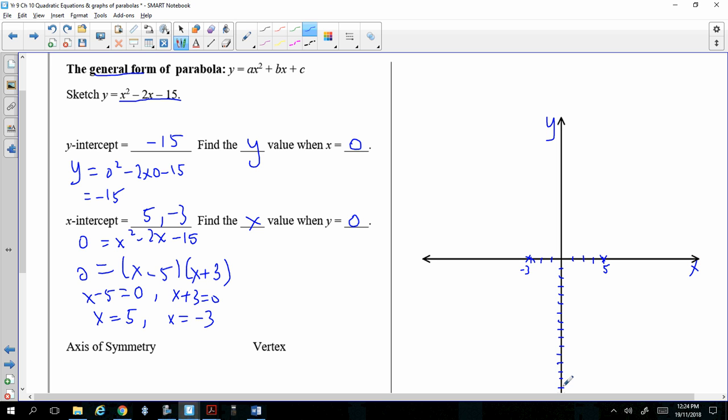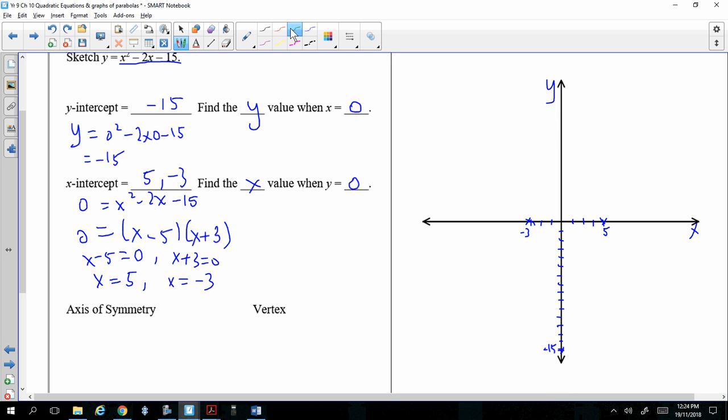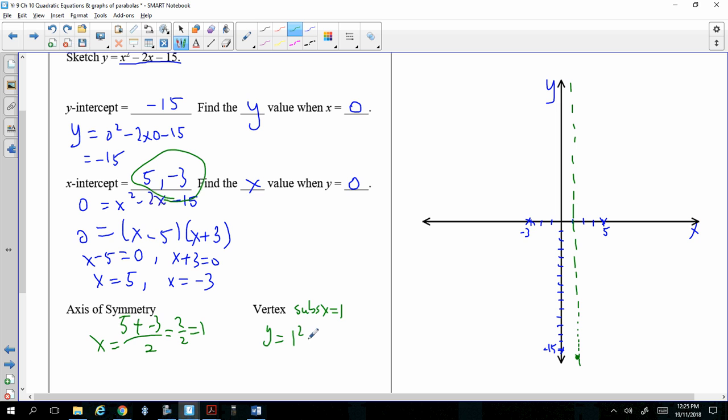And we have to work out the axis of symmetry. To work it out, add the x-intercepts together and divide by 2. And what do you get? 1, right? Your axis of symmetry is halfway between the x-intercepts. And why do we need the axis of symmetry? We have to work out the vertex. How do you work out the vertex? Substitute x equal to 1 into y equal to the original formula, and you should get negative 16. So your vertex is 1, negative 16.